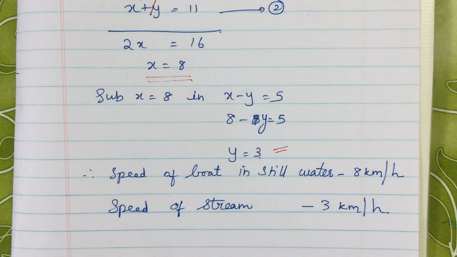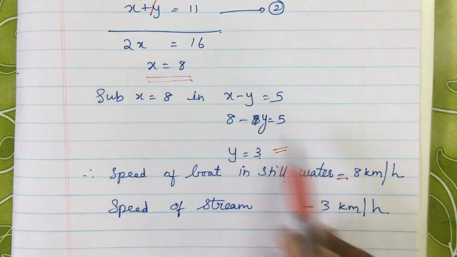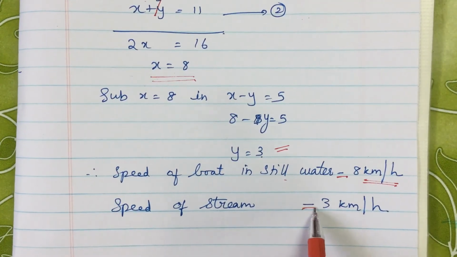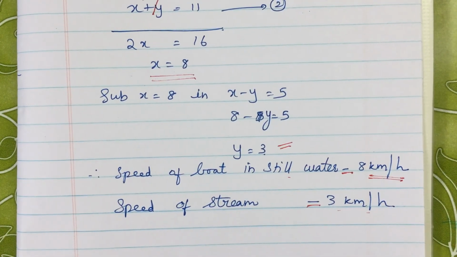But you have assumed x is the speed of the boat in still water and y is the speed of the stream. So simply rewriting it here, speed of the boat is 8 km per hour. The units are very important. Speed of the stream is 3 km per hour, right? So with this, the problem gets over. Thank you.